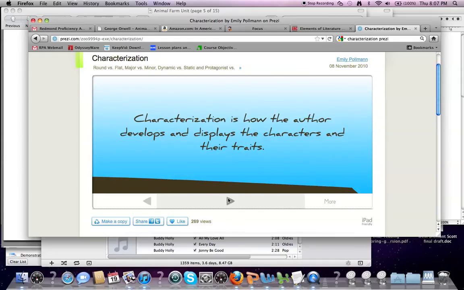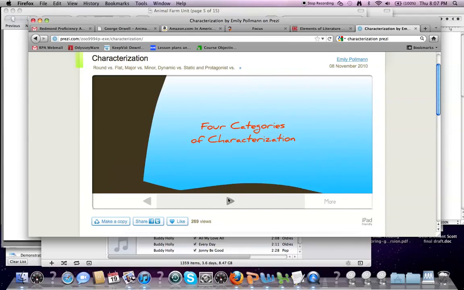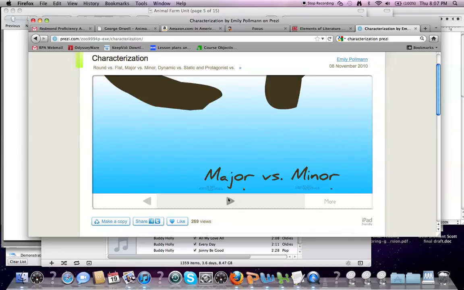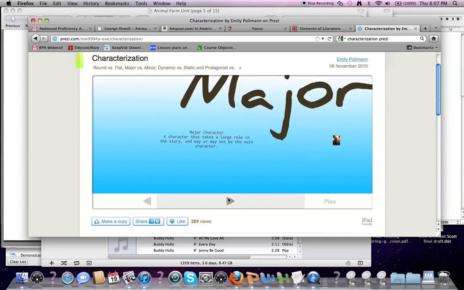Characterization is how the author develops and displays the characters and their traits. There are four categories of characterization. Perhaps some of this is coming back to you. So we have major and minor characters.